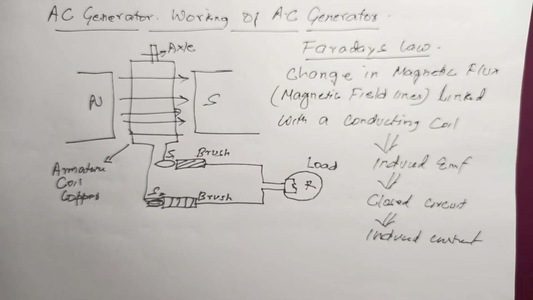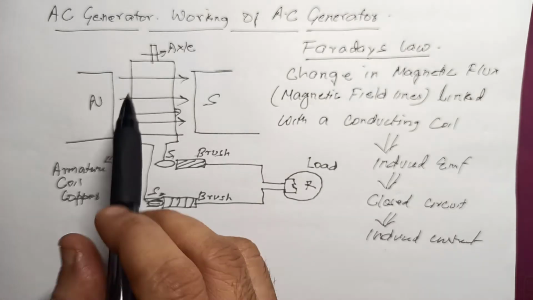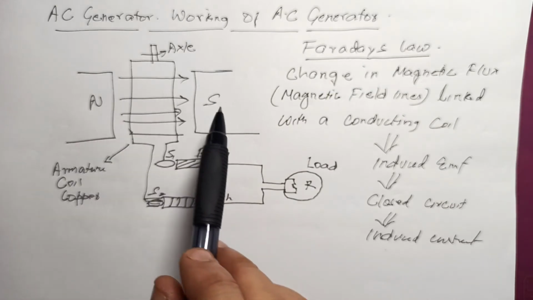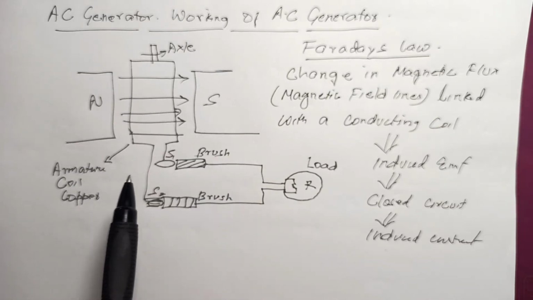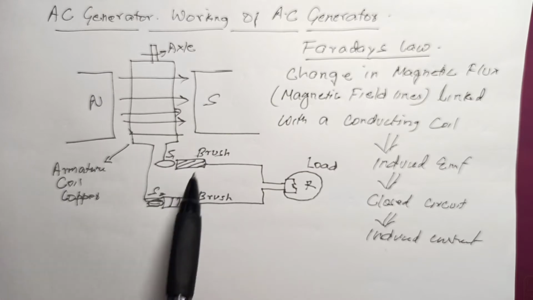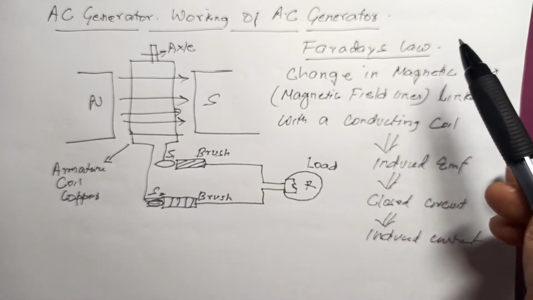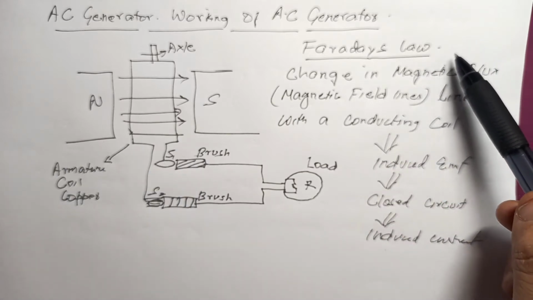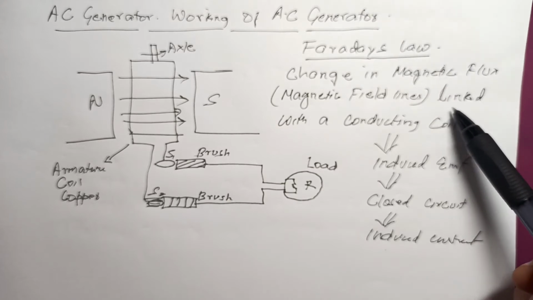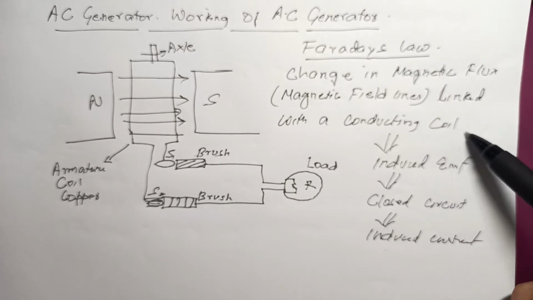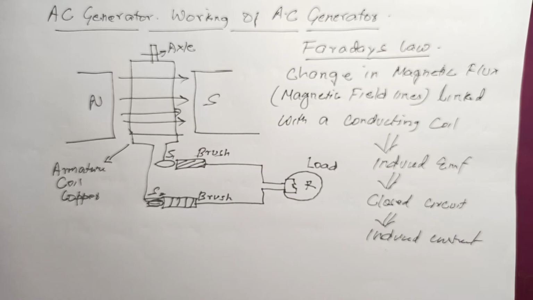I will explain this again, but for now just take note of the structure of this AC generator setup, and understand the concept that it is caused by Faraday's law. Change in magnetic flux linked with the conducting coil induces EMF, and in a closed circuit, induced current.